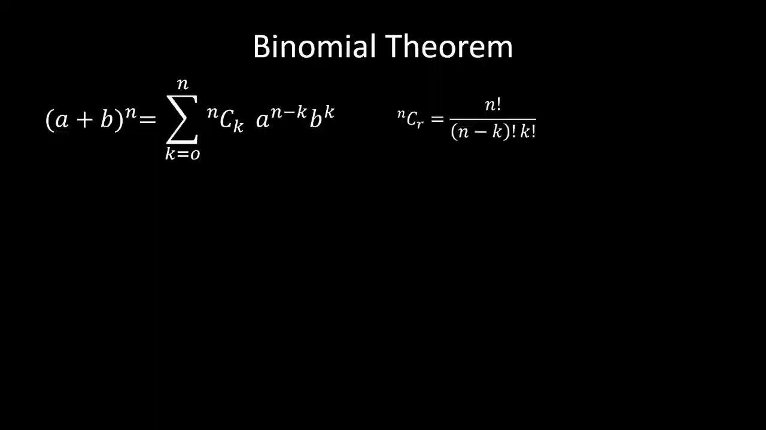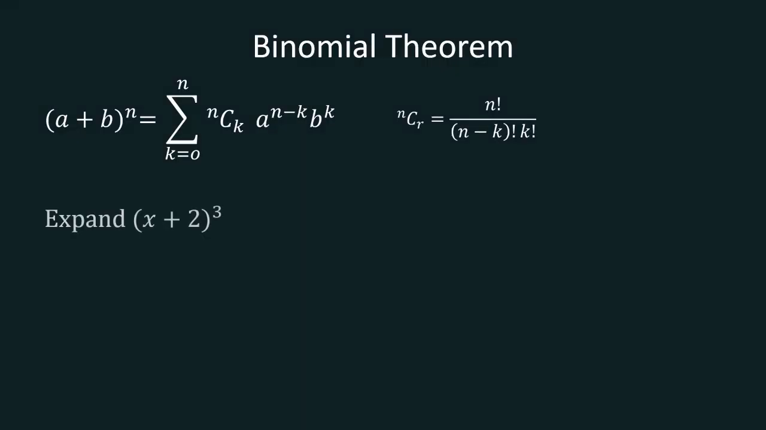So let's take our first example, x plus 2 raised to the power 3. So here, our n is equal to 3. Let's expand this by calculating the coefficient of the first term. The coefficient of the first term is 3 combination 0, which is 3 factorial divided by 3 minus 0 factorial times 0 factorial. And then the term is going to be x raised to the power n, which is 3, times 2 raised to the power k, which is 0.